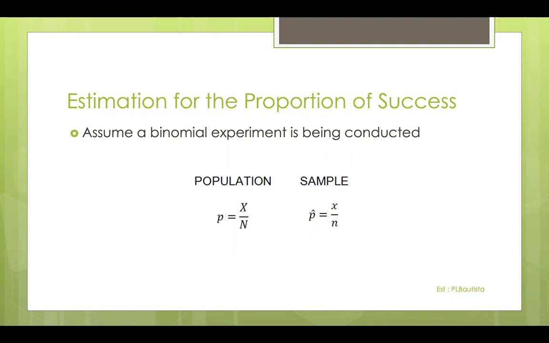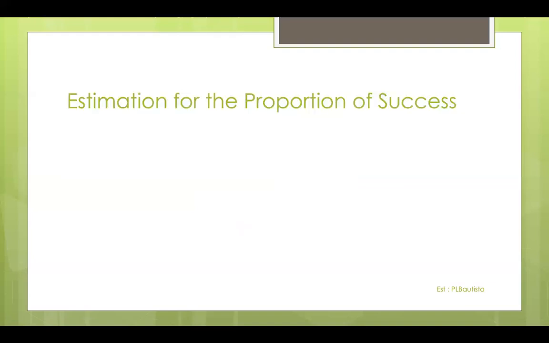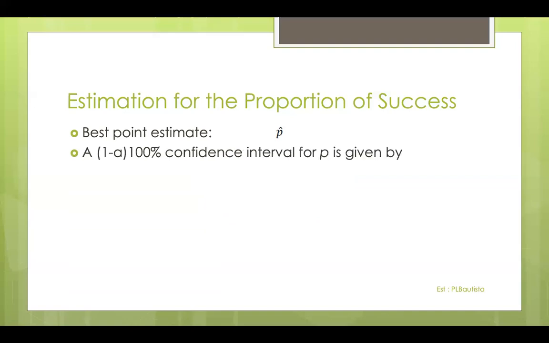For the sample, we do the same thing. You have a sample size of small n, and out of the small n samples, you only have small x number of successes. This proportion which we obtain from the sample is denoted by P hat. And as we will later see, P hat will just be the best estimate of the population proportion P. So the best point estimate for the proportion of success P is P hat.